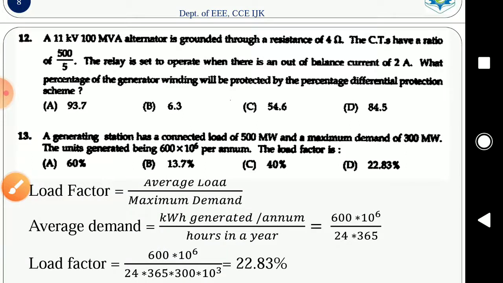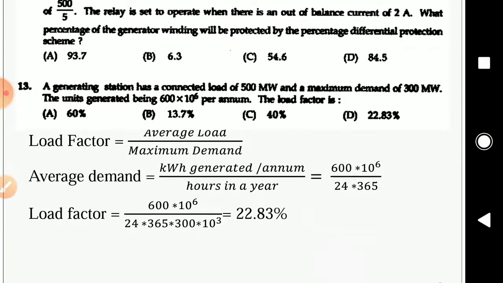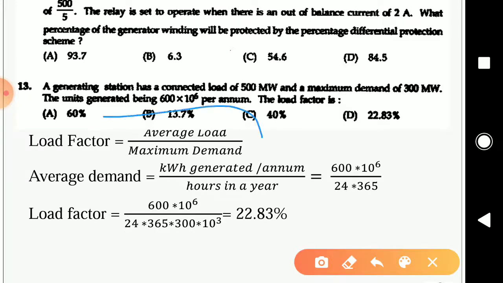Question 12 was cancelled. Moving on to the 13th question: a generating station has a connected load of 500 megawatt and a maximum demand of 300 megawatt. The units generated are given, and what will be the load factor? We already know the equation for load factor is given by average load divided by the maximum demand. Now, in this particular question, the average load or the average demand is not given.